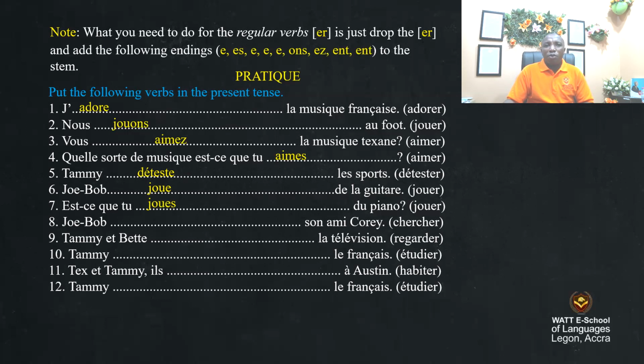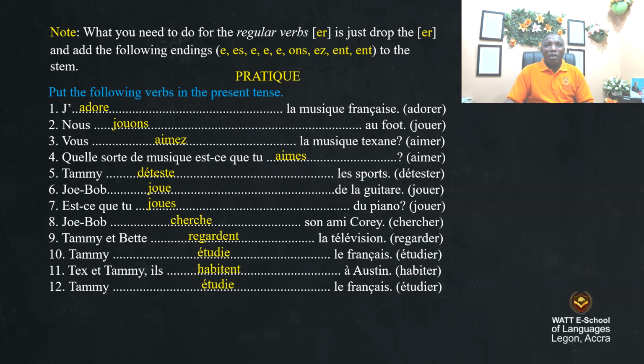Joe Bob cherche son ami Corey. Tammy et Beth regardent la télévision. Tammy étudie le français. Tex et Amy, ils habitent à Austin. Tammy étudie le français. You just brought the same sentence to see whether you'll be able to get the correct answer as well.